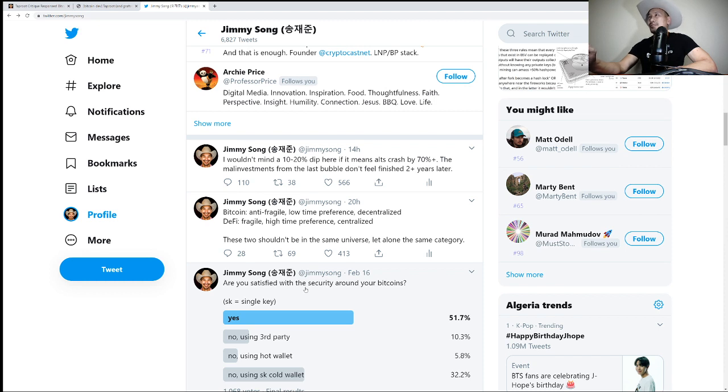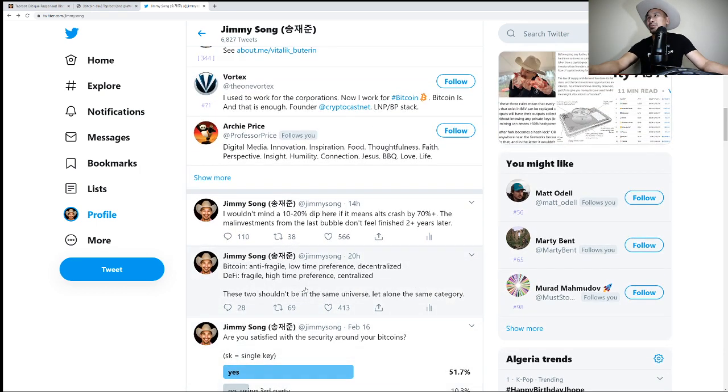Bitcoin anti-fragile, low time preference, decentralized. DeFi fragile, high time preference, centralized. These two shouldn't be in the same universe, let alone the same category. I find it hilarious that DeFi goes through these hacks once in a while, or crazy scenarios. That's very fragile because it requires lots of centralized entities that are taking one side of the trade or the other, and it's extremely high time preference because it's locking up for some gain right now and things like that, and it's very centralized. You're vulnerable to admin keys and so on. Bitcoin is the opposite, and that's why I think it should be the other way around.